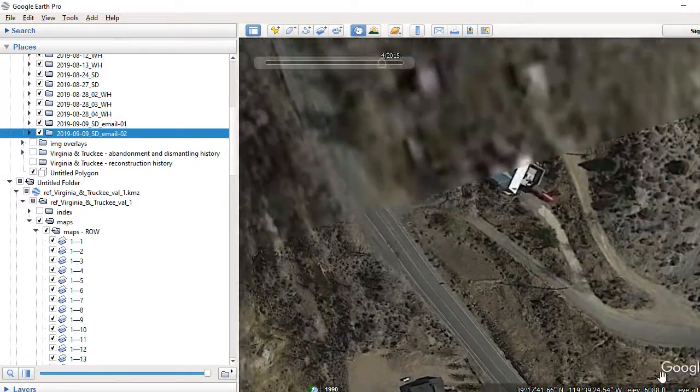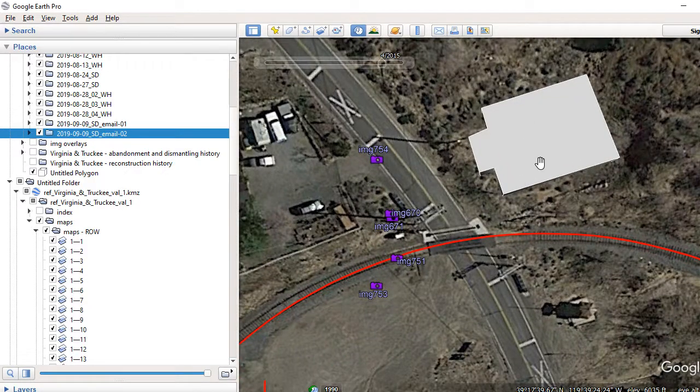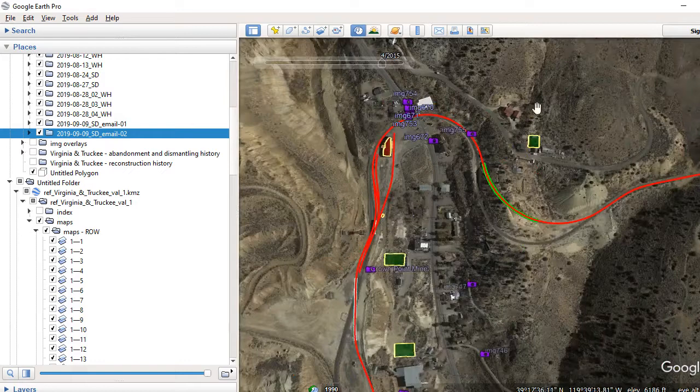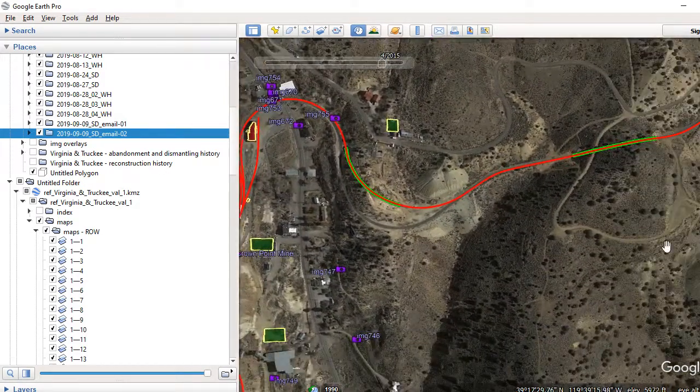I've permitted probably 200 cell phone tower emplacements over the years. We use this a lot to rapidly calculate view sheds. That's an area of big concern to planning commissions.